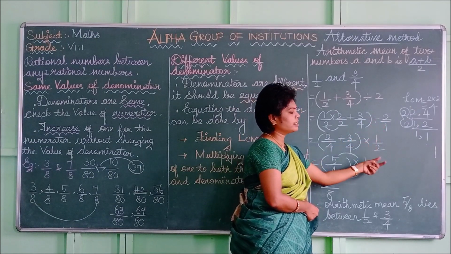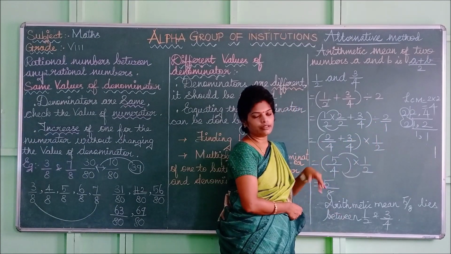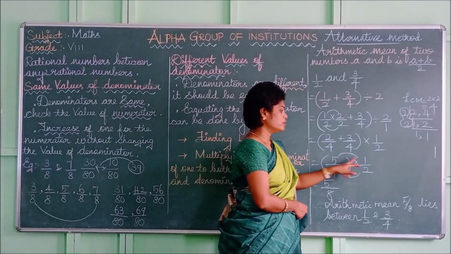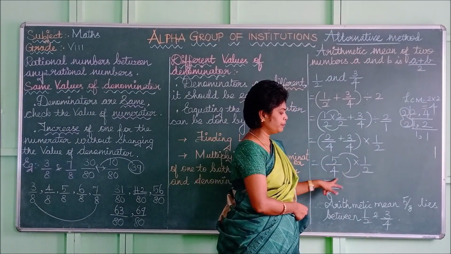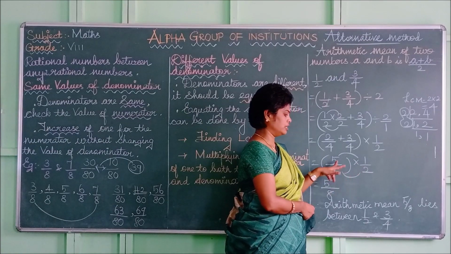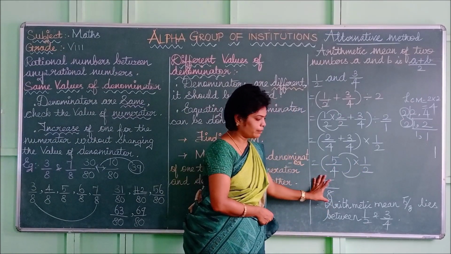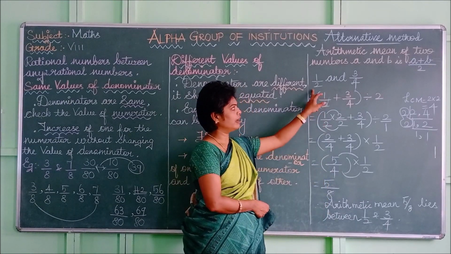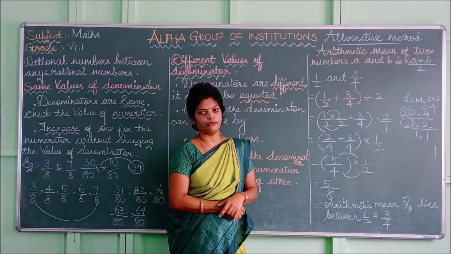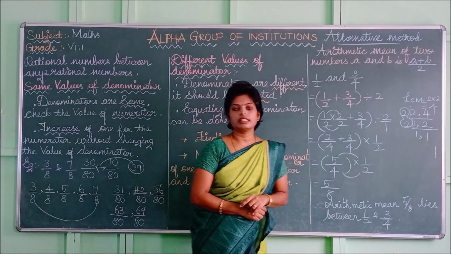So the division gets changed into multiplication, and the values get reciprocal. There is no way of cancellation, so you can multiply both the numerator as well as the denominator. 5 into 1 is 5, 4 2s are 8. So this is the arithmetic mean, 5 by 8, which lies in between the values 1 by 2 and 3 by 4. So I think you will be clear with this number line.